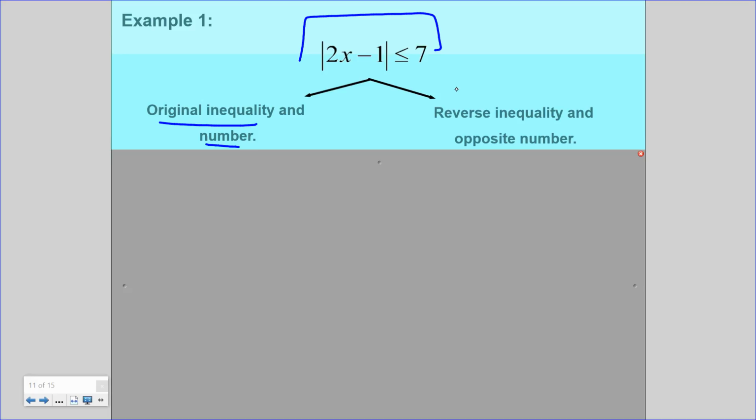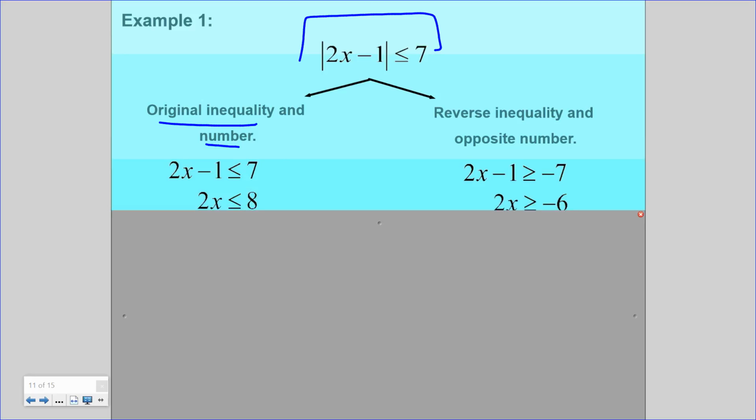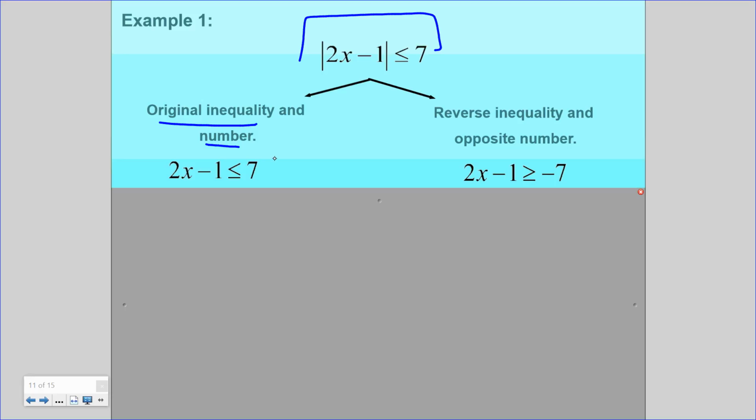The other, though, when you set it up, you will copy whatever was inside the absolute value, 2x minus 1, but you're going to flip your sign and set it equal to the negative answer. So this one over here looks exactly like what we had, just without bars. But over here, notice we flipped the way this inequality symbol was facing, and the 7 became a negative 7.